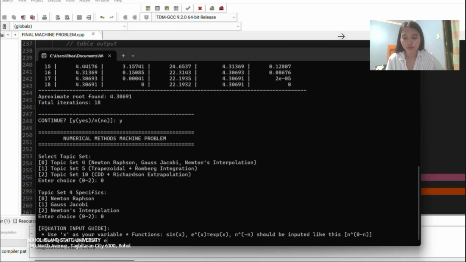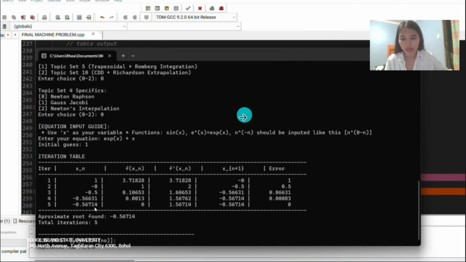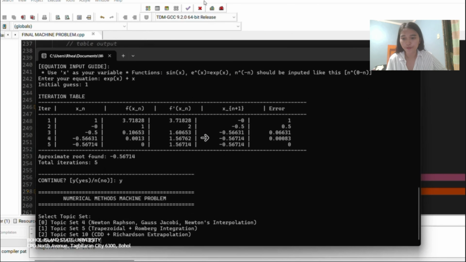We need to continue because we need to check the other equation, which is e to the power of x plus x. As you can see here, exp of x is equal to e to the power of x. So this is the iteration table. The approximate root found is equal to negative 0.56714, and the total iteration is 5.